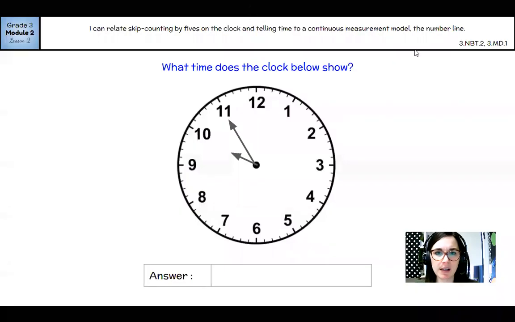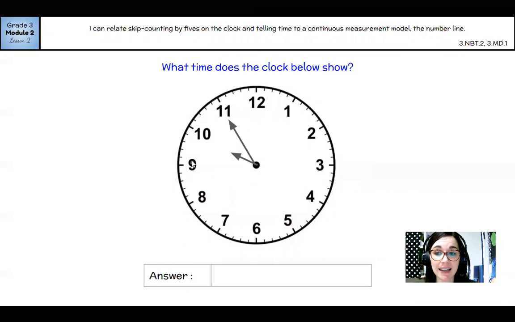Okay, what time does the clock below show? So, all right, this is one that sometimes kids get stumped on. Let's look for the hour hand first. Sorry, there it is. My mouse moved a little bit. It is between the 9 and the 10. Okay, now it looks like it's directly at the 10, but it's really not there yet. If you follow this pointer, it's not quite at the 10 yet.